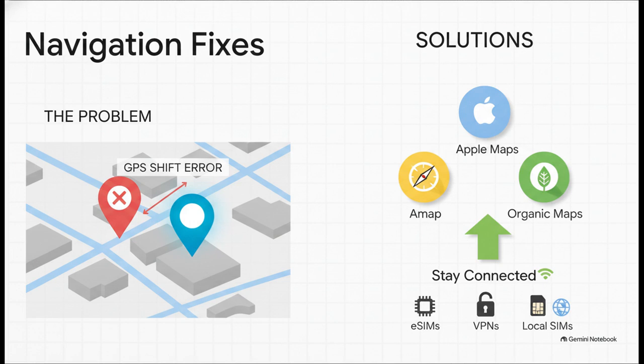So you have to use alternatives. Apple Maps is actually excellent here because it licenses accurate local AutoNavi data. AMAP is absolutely brilliant for precise public transit routes, and Organic Maps, fantastic for completely offline English navigation.